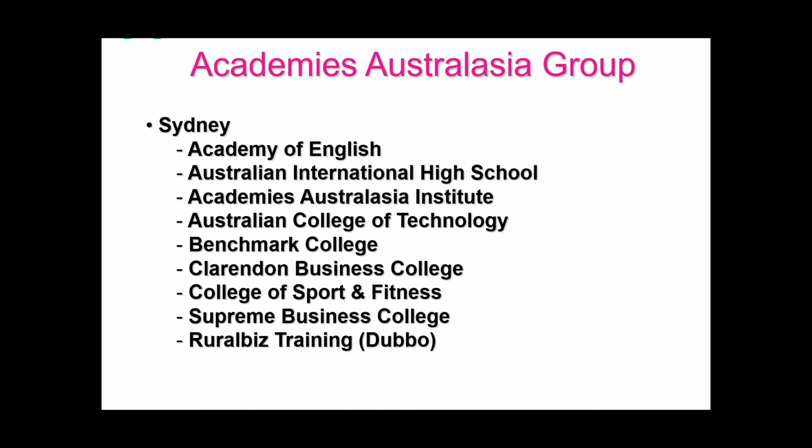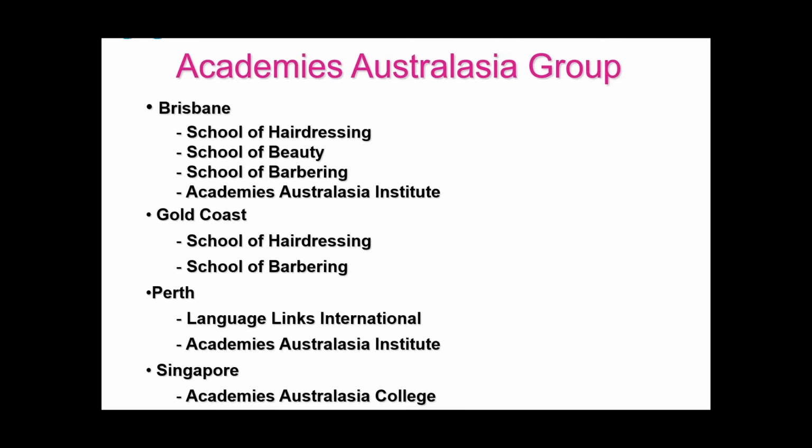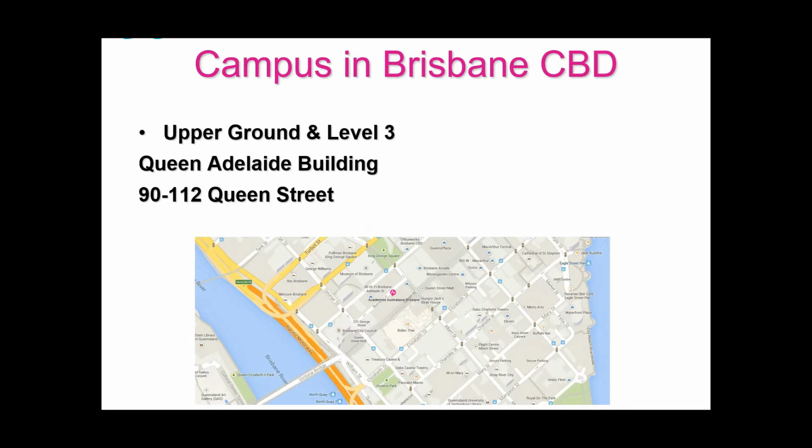Academies Australasia Group is a group of colleges throughout Australia and Singapore. We have colleges in Sydney, Melbourne, Adelaide, Brisbane, the Gold Coast, Perth and Singapore. The campus in Brisbane is on Queen Street.